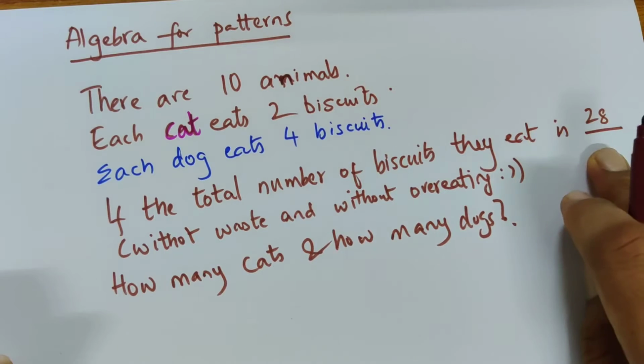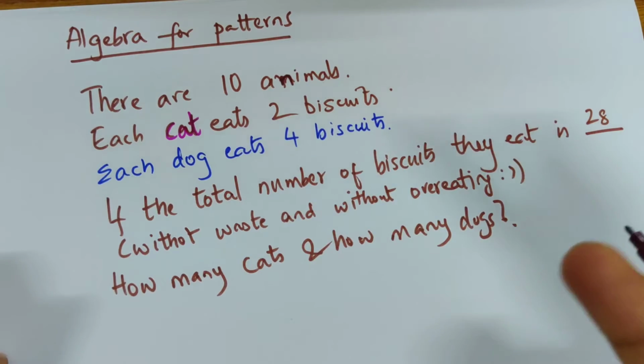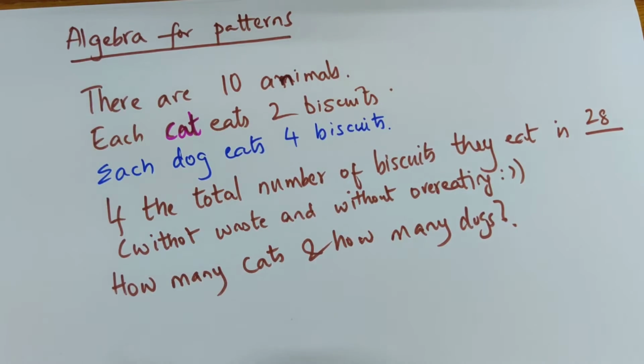Now this number needs to be between 20 and 40, obviously. If all of them are cats, they'll only have 20 biscuits. If all of them are dogs, they'll have 40 biscuits. So the number has to be in between 20 and 40.